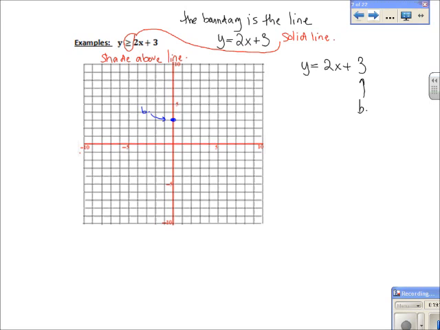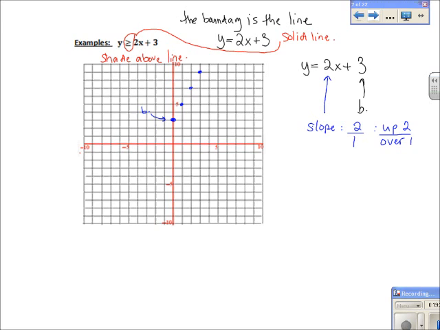And now the slope is given to me here. The slope is 2 over 1, which tells me that my rise is 2, so I go up 2 and I go over 1 in the positive direction. Okay, so from my point b, I go up 2 over 1, up 2 over 1, up 2 over 1, and I can connect those lines.